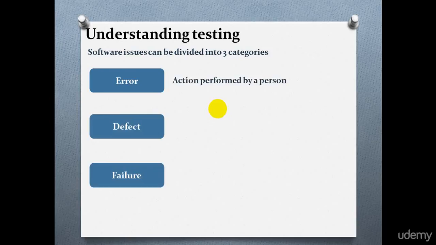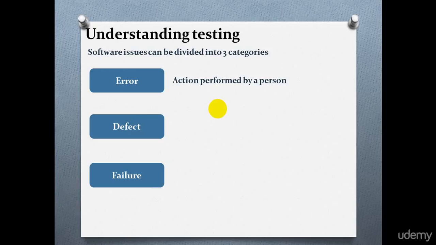Error. An error or mistake is an action performed by a person that leads to an incorrect result. This could be an error made by someone using a software system, or an error made by someone in the process of designing and building the software system.